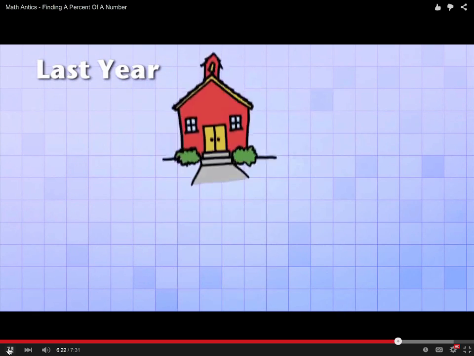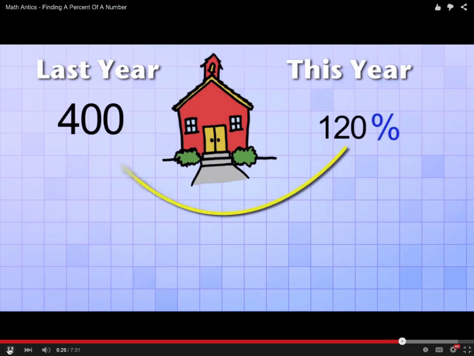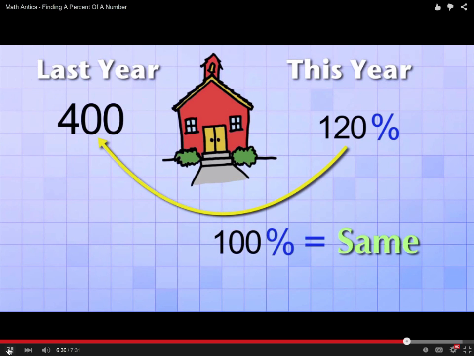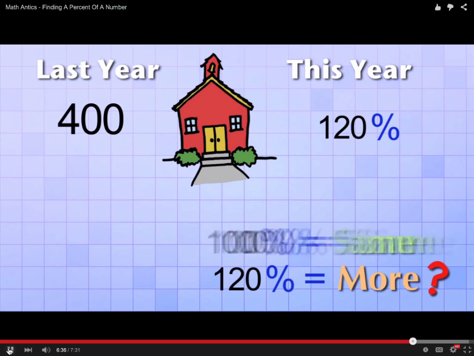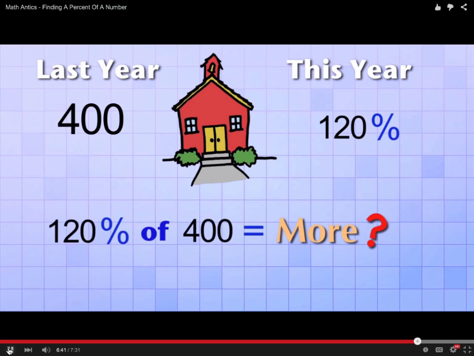Suppose that last year your school had 400 students, but this year it has 120% of that amount. Well, 100% would mean the exact same number of students as last year. So 120% must mean that there's more students now. But how many students? To find out, we need to calculate what 120% of 400 is. Great, we know just how to do that.